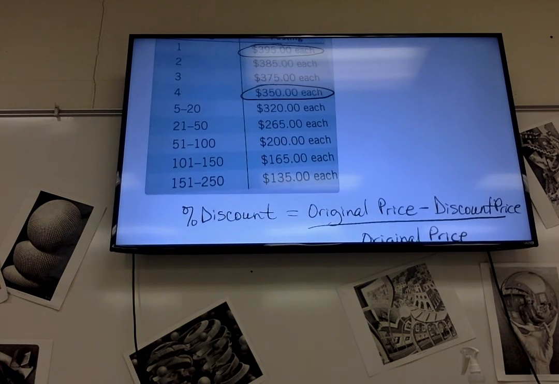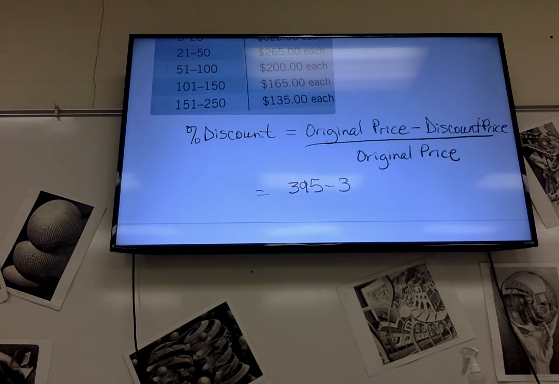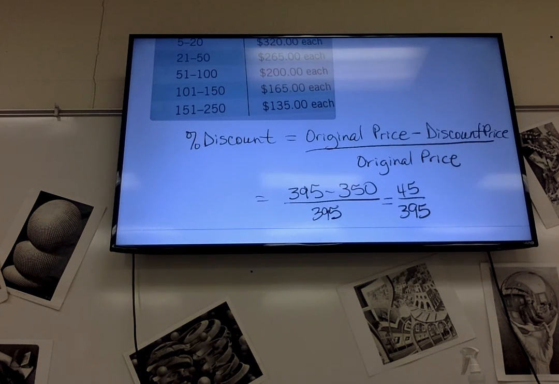It's $395 minus $350. But even without the formula, you can kind of figure out what you're doing. You want to see how much it's decreasing. And then you always divide it by how much it was to begin with, because that's going to give you the percent. So that's 45 over 395. We're going to round this to the nearest whole. It's 0.11. And then again, you're wanting to get it to a percent, so you times it by 100. So that's an 11% discount.